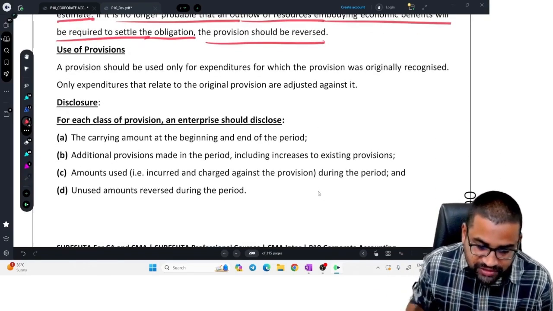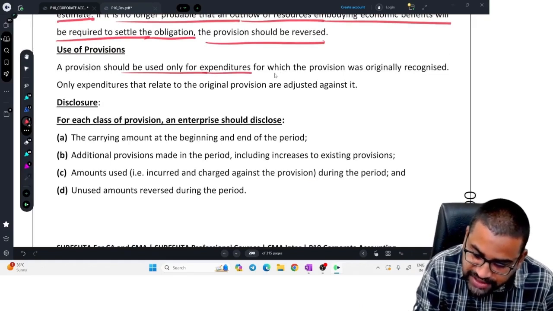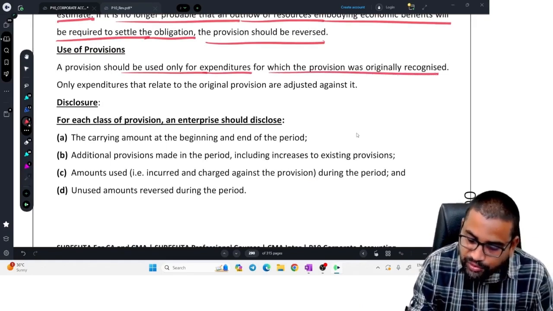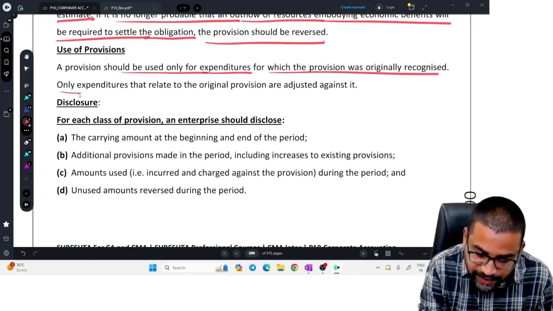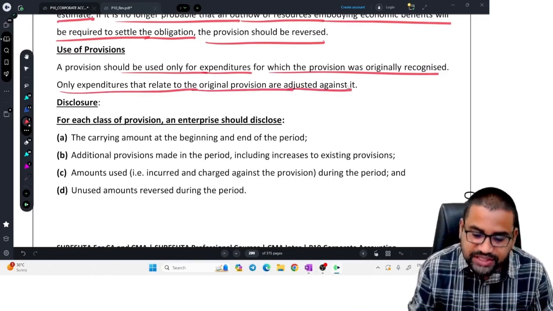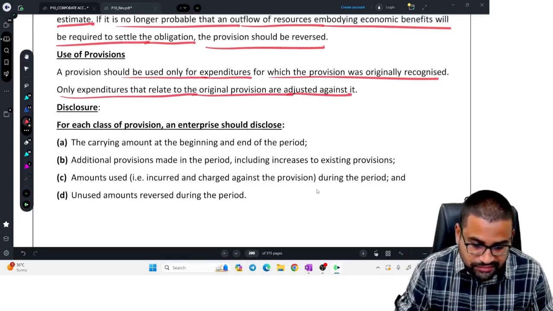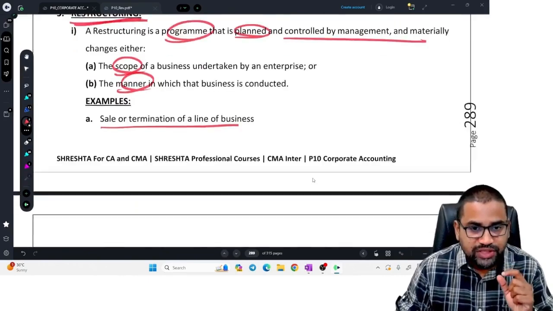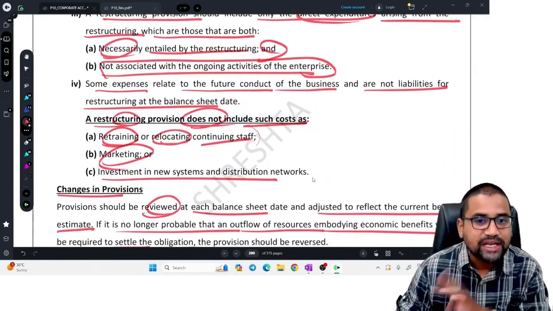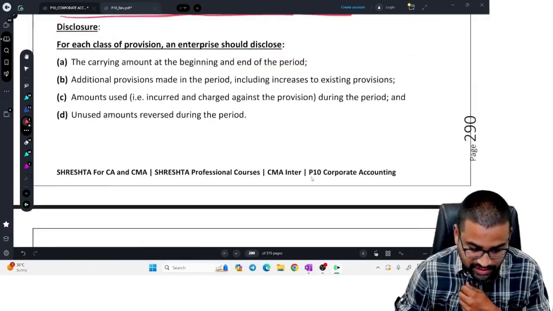And use of provision. A provision should be used only for expenditures for which the provision was originally recognized. Only expenditure related to the original provision is adjusted against it. Okay. So for which we created a provision, only that expenditure we need to adjust. Other remaining expenditures we should not adjust.